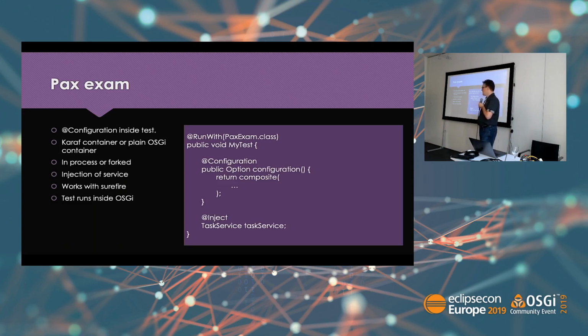It can also work in process or forked. Whenever possible, you should work in process, but sometimes it doesn't work well. Then you switch to forked, and this normally covers these cases. But forked means you need remote debugging if you want to debug into your code. So whenever possible, you should try in process. And these tests run inside OSGi. So basically your test will be deployed into the running framework and called either in process or via RMI to talk to your OSGi framework.